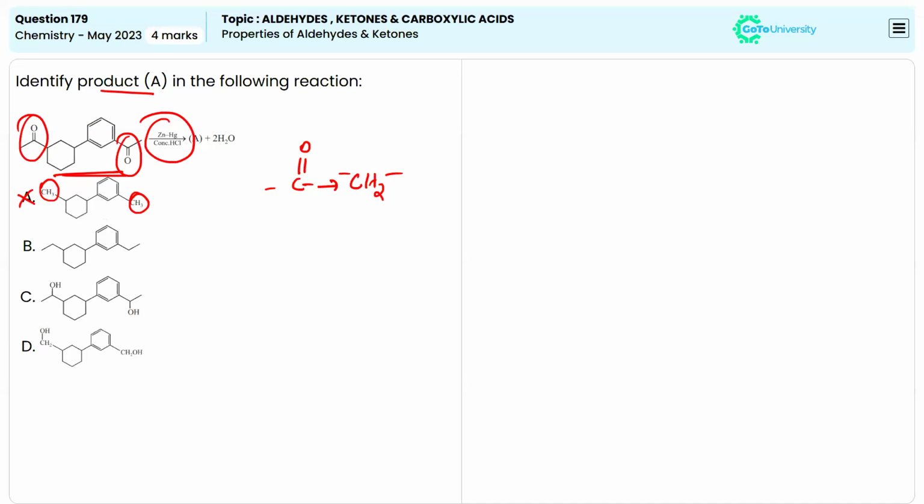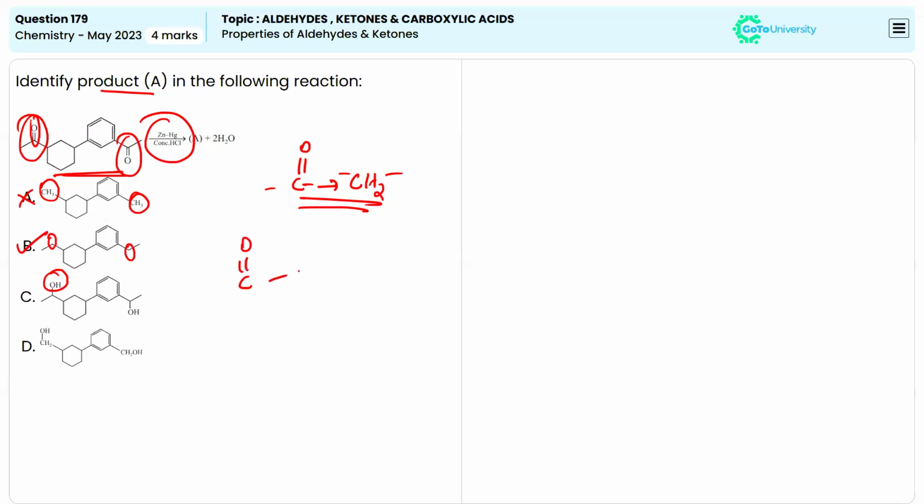Now coming to option B, here also we can see the CO group. This part got converted to a CH2 group and this part also converted to a CH2 group. So this is the correct answer. Means the CO group only will be converting into a CH2 group. Okay. Now coming to option C, so B is the correct answer.